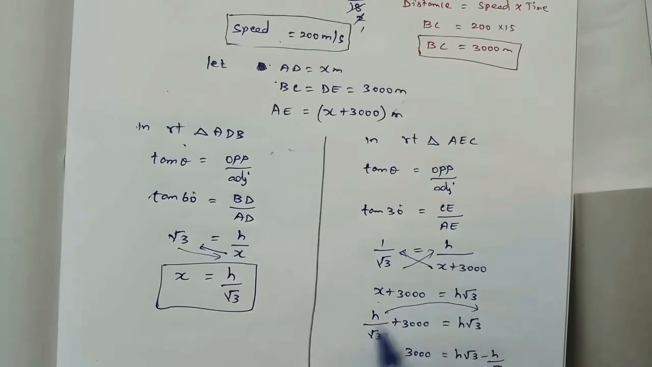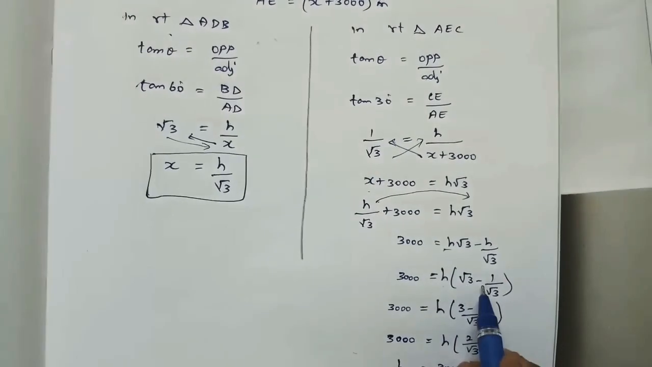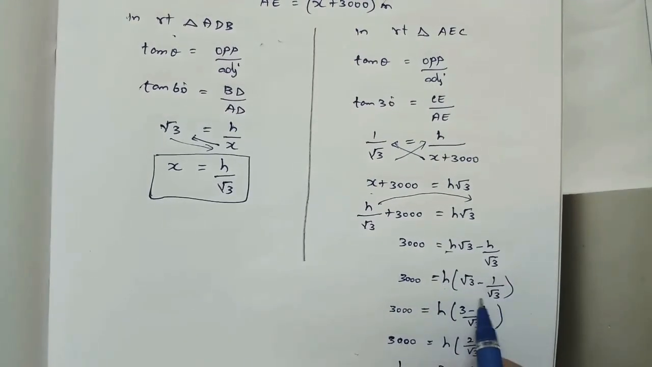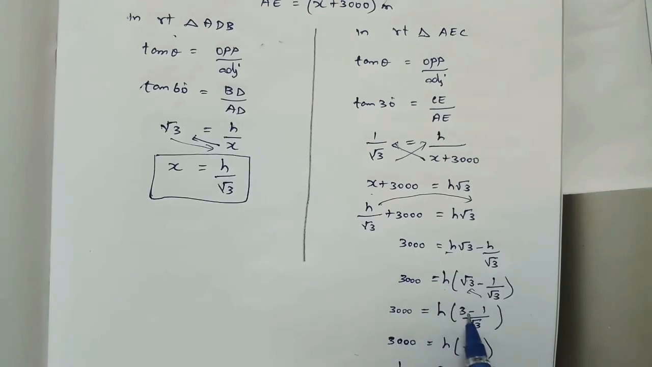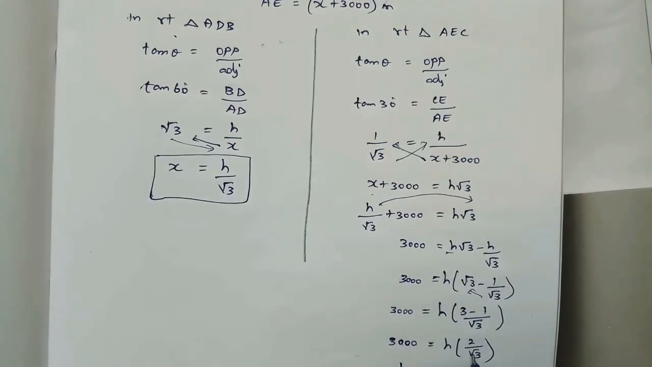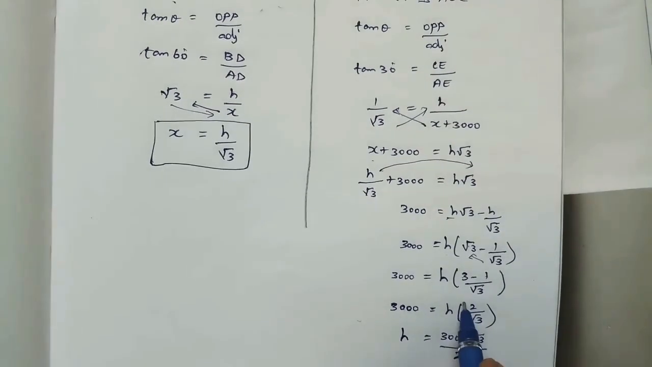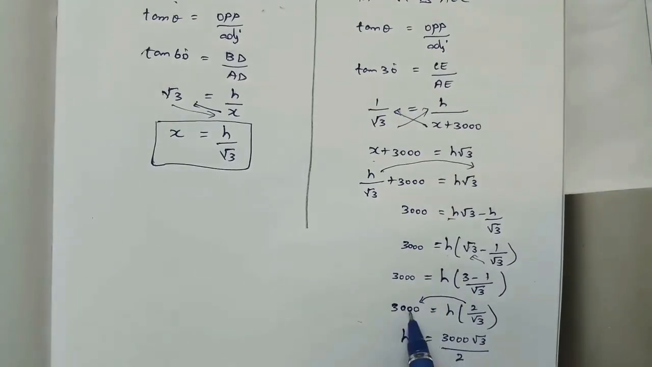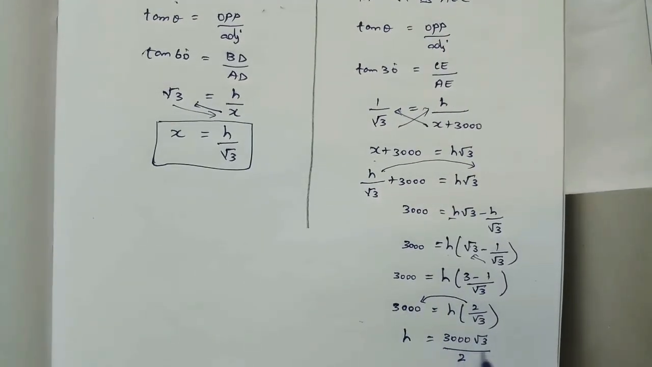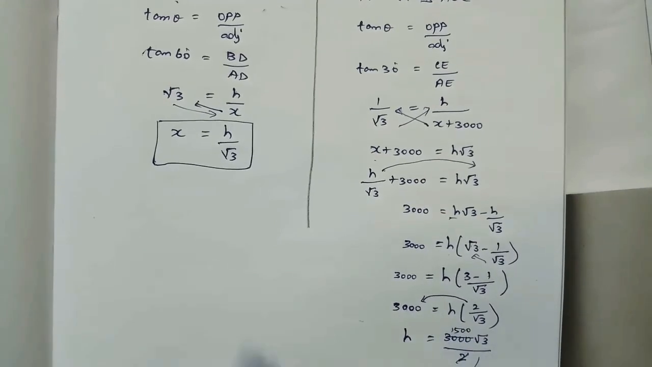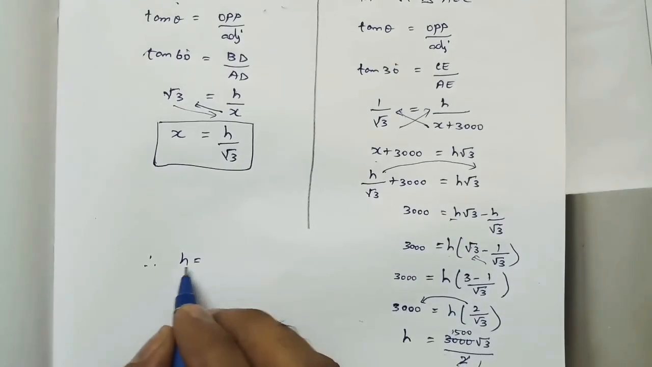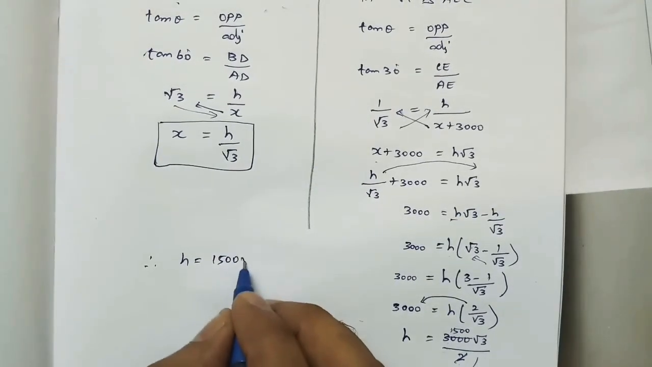Taking H root 3 to the LHS, we get 3000 equal to H root 3 minus H by root 3. Taking H common outside, H into root 3 minus 1 by root 3. Cross multiplying, root 3 into root 3 is 3, so 3 minus 1 by root 3 is 2 by root 3, right? Taking this 2 by root 3 to the LHS, it becomes reciprocal. So 3000 into root 3 divided by 2. Simplifying, 1500. Therefore, H is equal to 1500 into root 3.